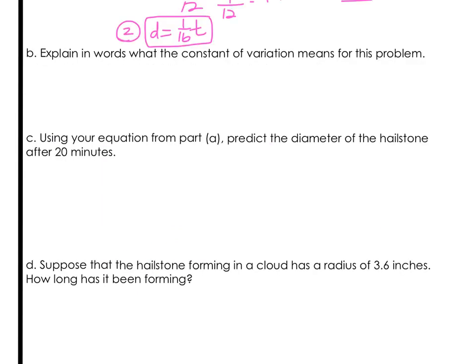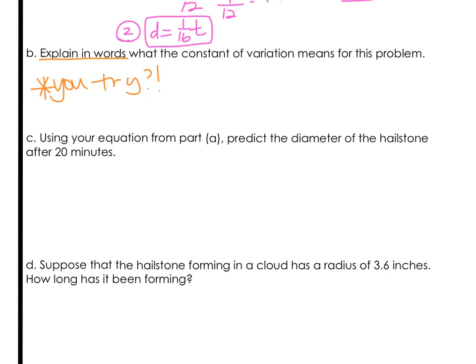And now we get to our first thinking question. Explain in words what the constant of variation means for this problem. What do we know about that 1/16? What's the connection for time and diameter? This is what I want you to try to come up with. Can you justify what's happening with that 1/16? I want you to write that down and we'll talk about it before our assignment in class. All right, so you think about that.